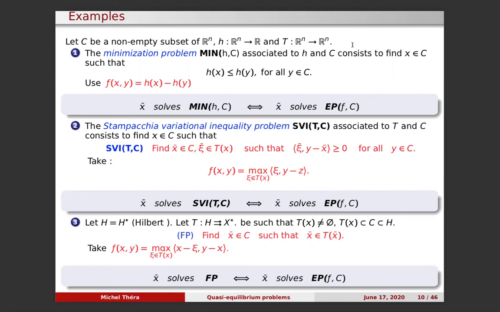Another example is the Stampacchia variational inequality associated to an operator T. This problem consists of finding x bar in C and also xi bar in T of x bar, T being a set-valued mapping, such that this scalar product of xi bar with y minus x bar is nonnegative for every y in C. And we can see this also as an equilibrium problem. If you take this function f of x and y equal to the max of xi applied to y minus x for every xi in T of x, then x bar solves this Stampacchia variational inequality if and only if x bar solves the equilibrium problem.